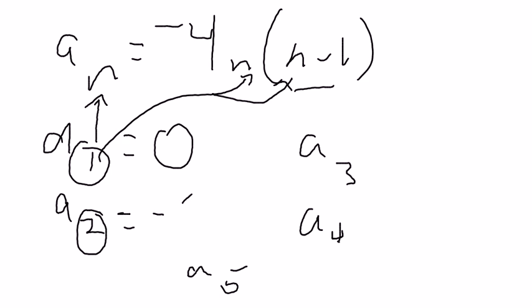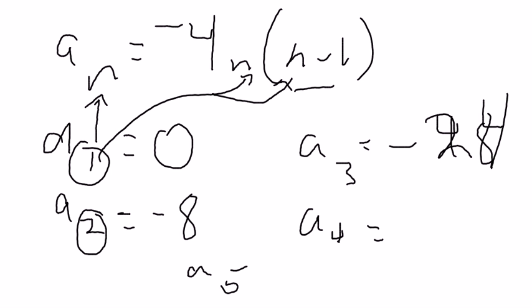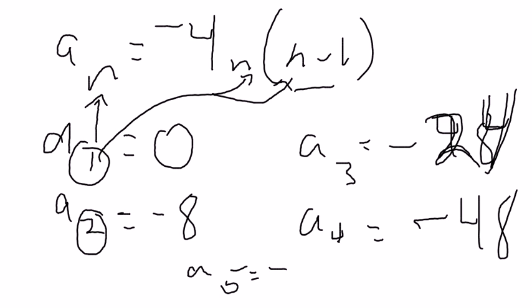And then do the same thing for 3. Substitute 3 in for n here, and that's going to give us negative 24. Sorry about that. And then substitute the 4 in there, and this is going to give you negative 48. And the fifth term is going to give you negative 80. All you're doing is substituting 1 through 5, and you just have to do the math to get that. That's all. Okay.